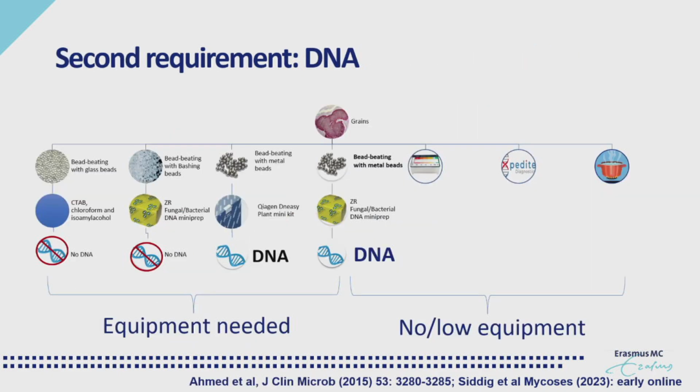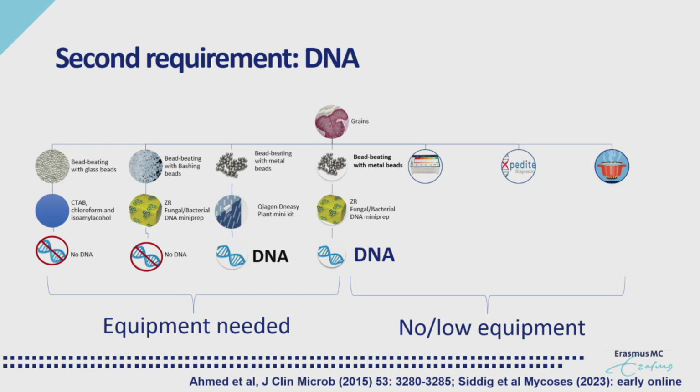The second requirement is DNA, and we can isolate DNA quite easily from the isolates grown. But to get DNA from a biofilm-like structure like the grain, which is very difficult to destroy, that's a different procedure. So we started with standard techniques. So for fungal DNA isolation, the CTAB method is still the old-fashioned gold standard. So we tried that, but no DNA from the grains.